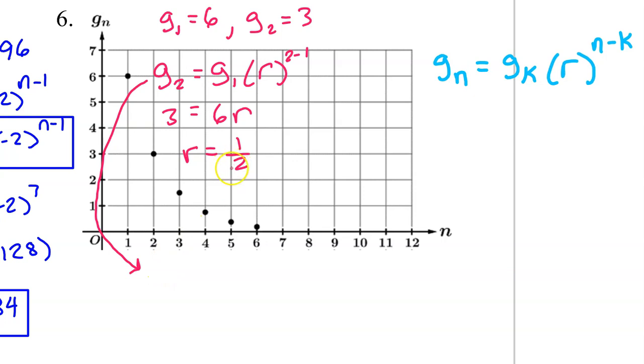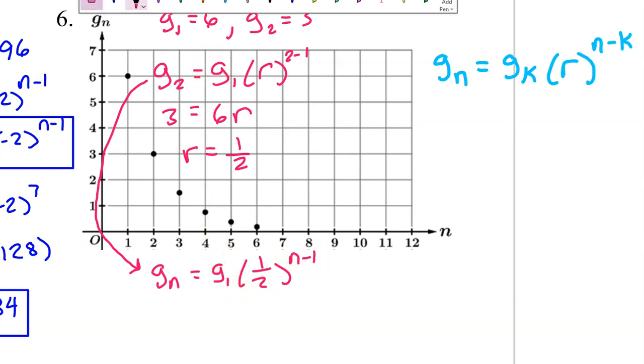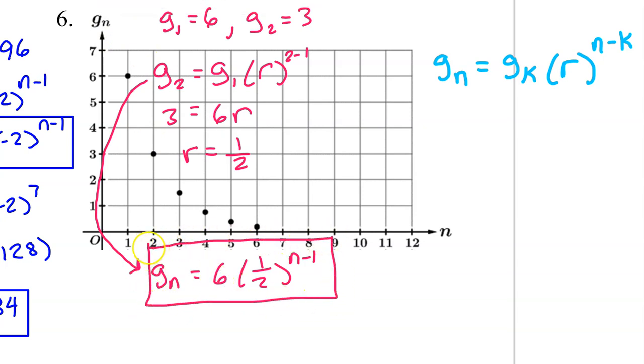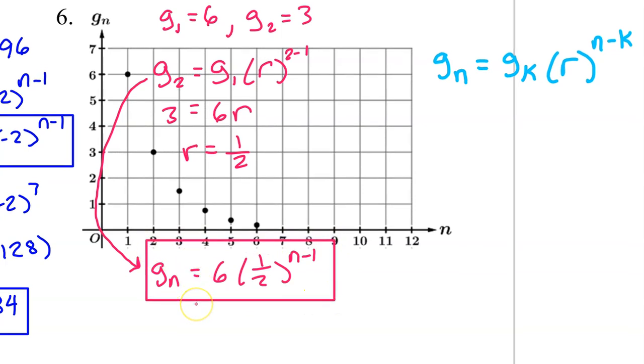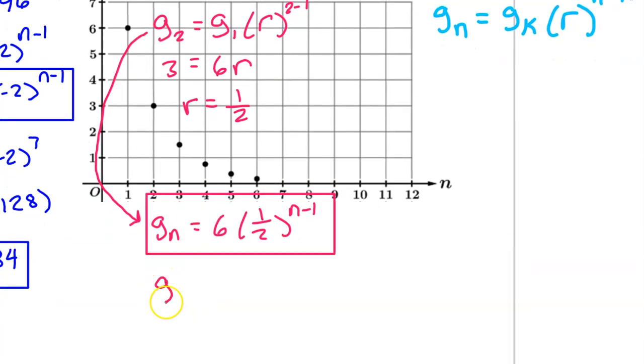Now that we know R, we can write the equation of the geometric sequence. Gn is equal to G1 times 1/2 to the n minus 1 power. G1 is 6, so I'm just going to swap that out real quick. And this is the equation. We can now use this equation to find the 8th term of the sequence.